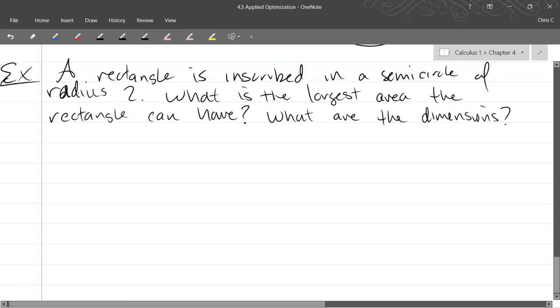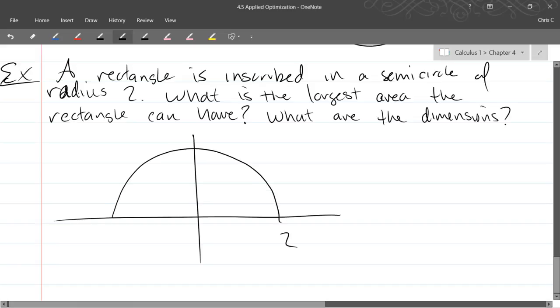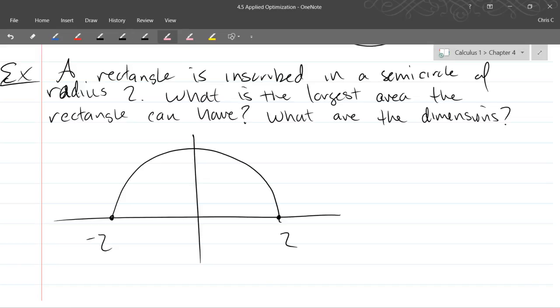So the smart way to draw it, I think, is either on the upper half of the plane or on the left side or the right side. So let's just default to the upper half. How about that? Now our rectangle has to be inscribed inside.